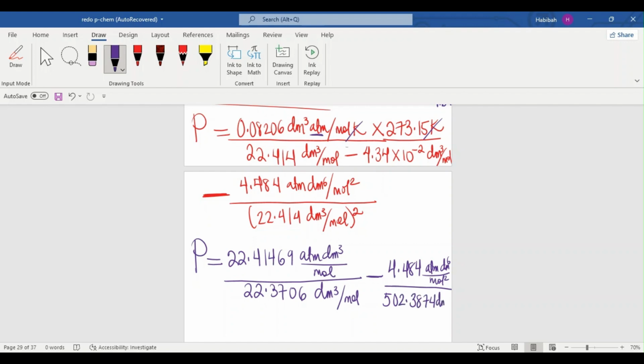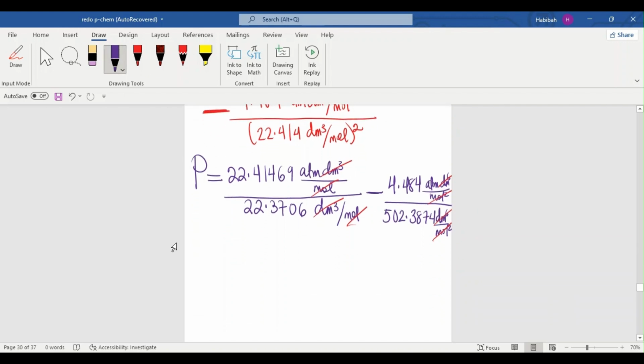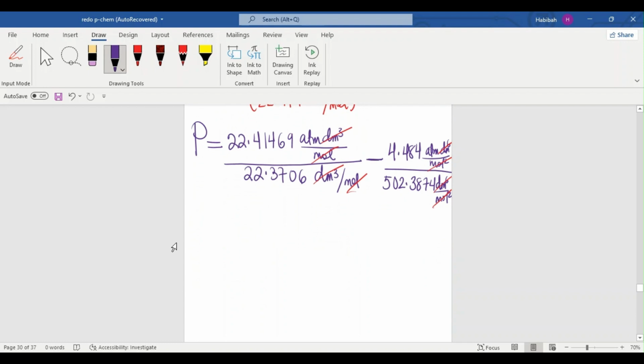502.3874 dm^6 per mole squared. So of course you cancel out dm cube per mole, you cancel out dm^6 per mole squared. So now we've canceled out all of the units, right? And now we can just focus on determining the answer for pressure. Atmosphere is the only unit that remains, which confirms the fact that we're doing our calculations correctly.